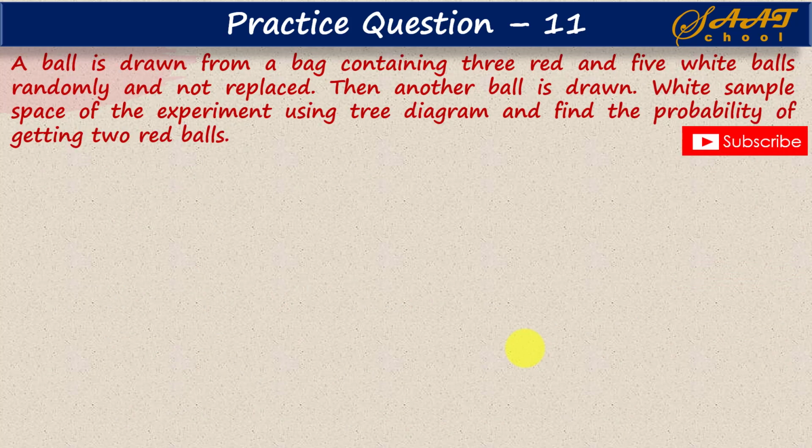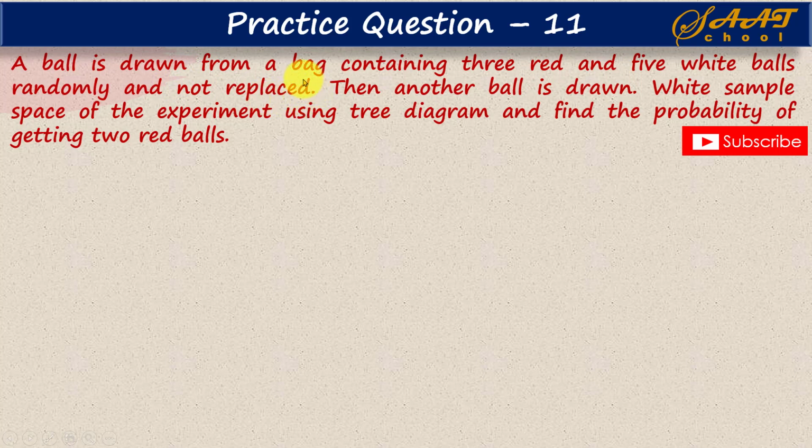Now this is a problem related to the tree diagram. A ball is drawn from a bag, and that bag contains 3 red balls and 5 white balls. We have altogether 8 balls in that bag. Now this is most important.